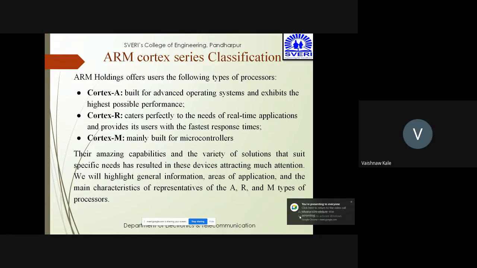Cortex A is built for advanced operating systems and exhibits the highest possible performance. It is built for advanced operating systems, that thing you have to remember. Cortex R caters perfectly to the needs of real-time applications. So it is useful for real-time applications and provides its user with a faster response time. And M is specially built for microcontrollers.